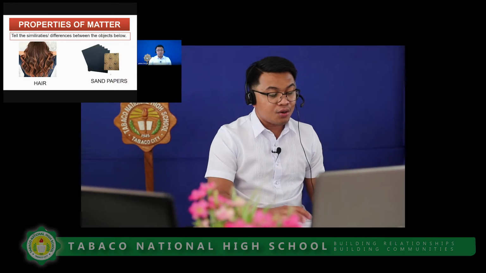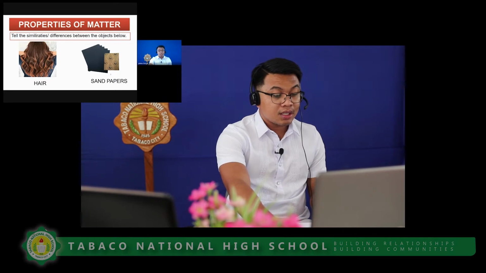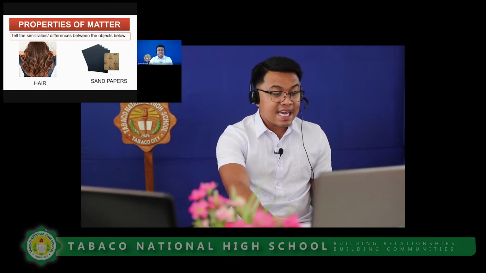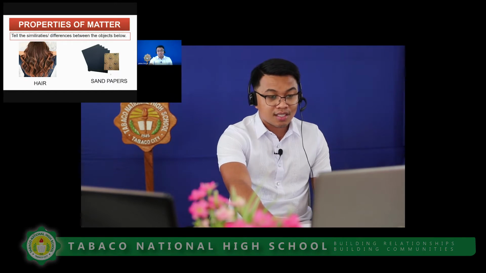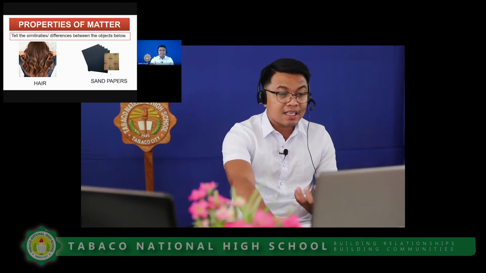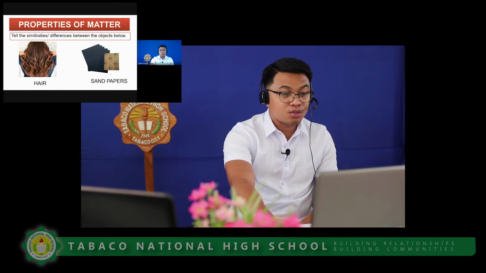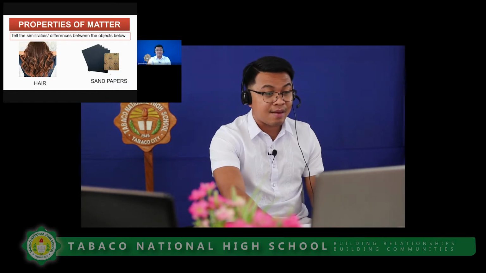Very good. So your answers are all correct. So the third picture, the hair is smooth, the sandpaper is rough. So they differ when it comes to texture. Therefore, in giving the similarities or differences of the objects shown, what did you consider, class, for you to easily describe those pictures I've shown to you? What makes it easy for you to describe them?